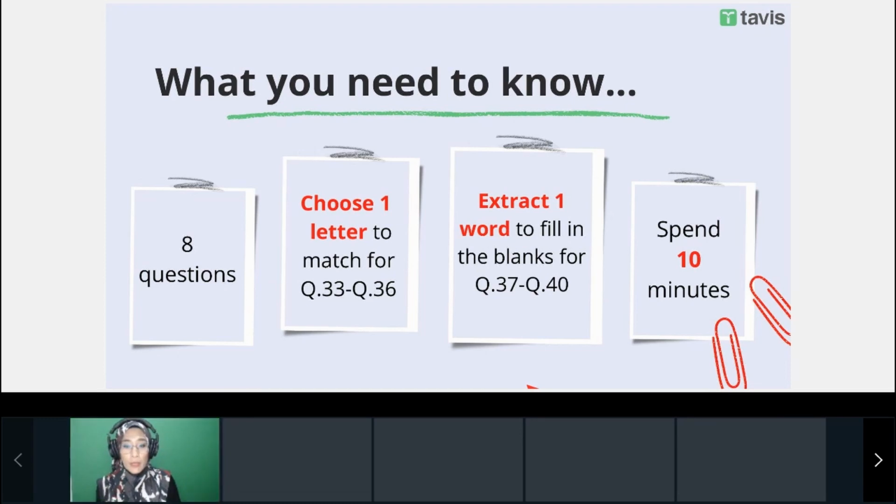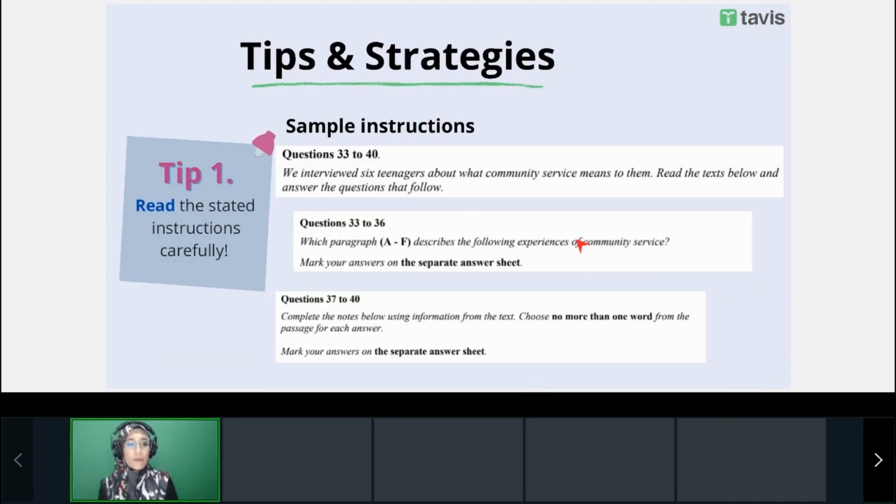Now I'm going to share with you some tips for you to know about part 5. First of all, this is crucial. Everybody, please read the instructions. Always read the instructions. Whatever paper that you receive, please make sure you read the instructions because it's essential. It's important for you to know what it's asking you about. So firstly, we'll look at question 33 to 40. This will be the first instruction for your paper.